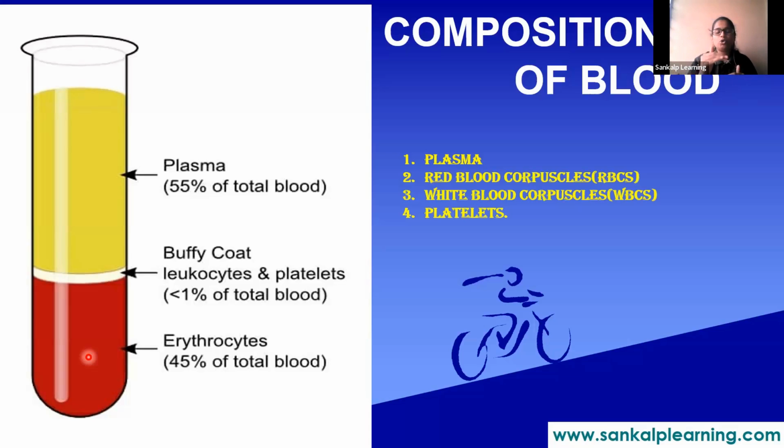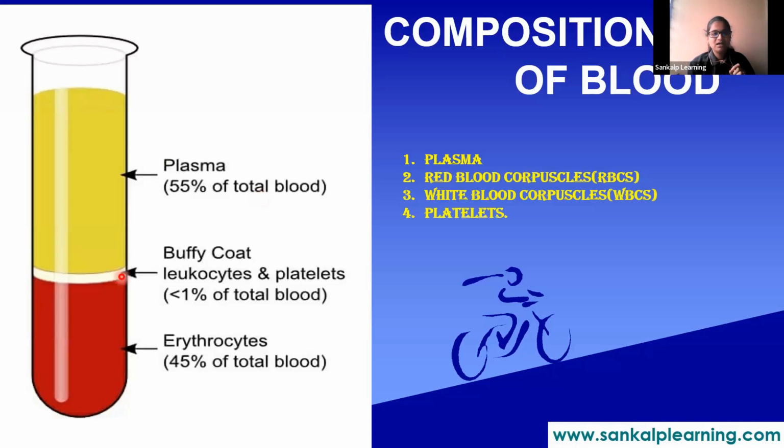You can get to know the components of the blood. See here, the first thing will be light in color, somewhat transparent. That component is called plasma. Blood consists of 55% plasma. If you consider blood as 100%, 55% of blood is made up of plasma.